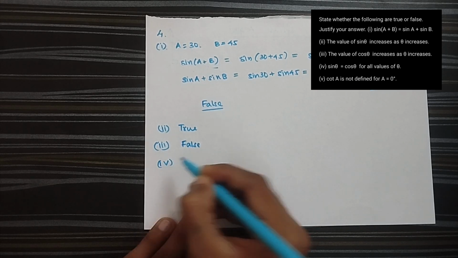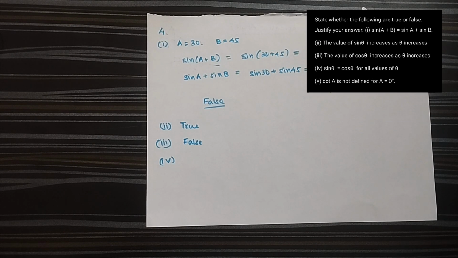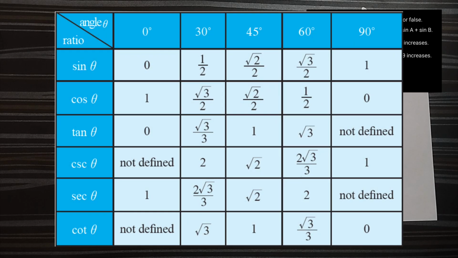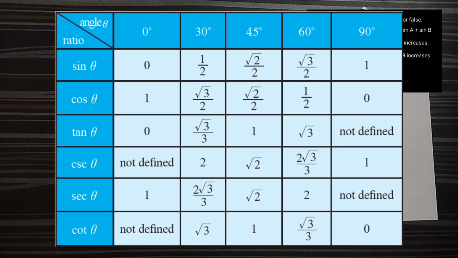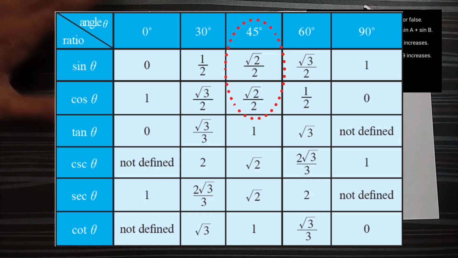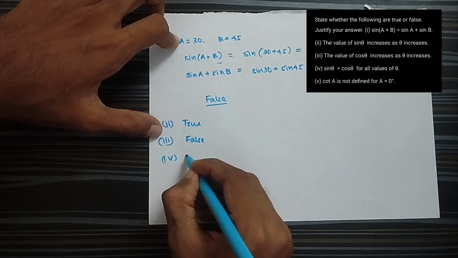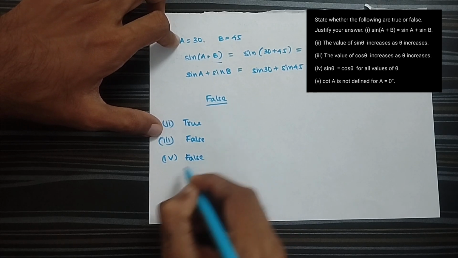And for fourth sub question, sin theta equal to cos theta for all values of theta. That is also false, as we can see in the table. If we take theta as 30, sin 30 is 1 by 2, but cos 30 is root 3 by 2. So they clearly don't align. But there is one angle which they align in, and that is 45. Sin 45 is 1 by root 2, cos 45 is also 1 by root 2. So we can't say for any value of theta, only for theta equal to 45. So this will be false.